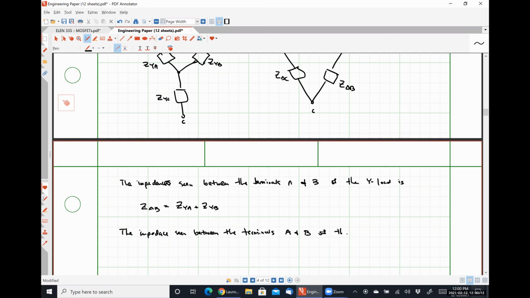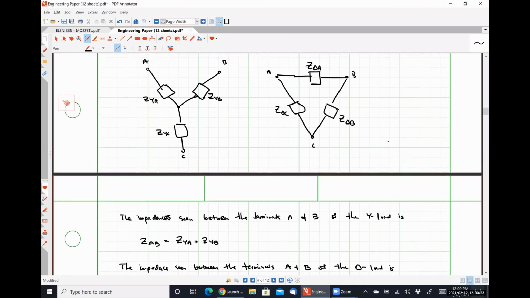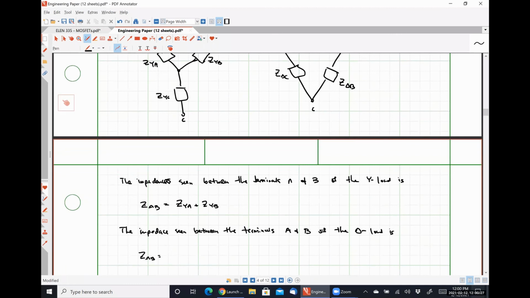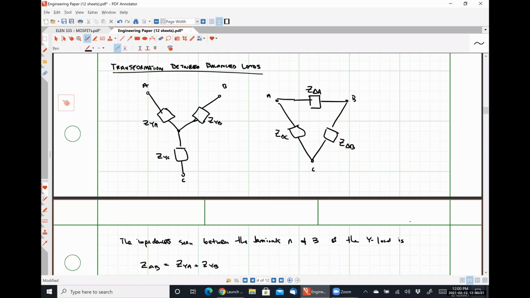of the delta load is, so let's take a look at this guy real quick. And I got to make sure that this is clearly saying ZAB. All right. So I see Z delta A in parallel with the series combination of Z delta B plus Z delta C.